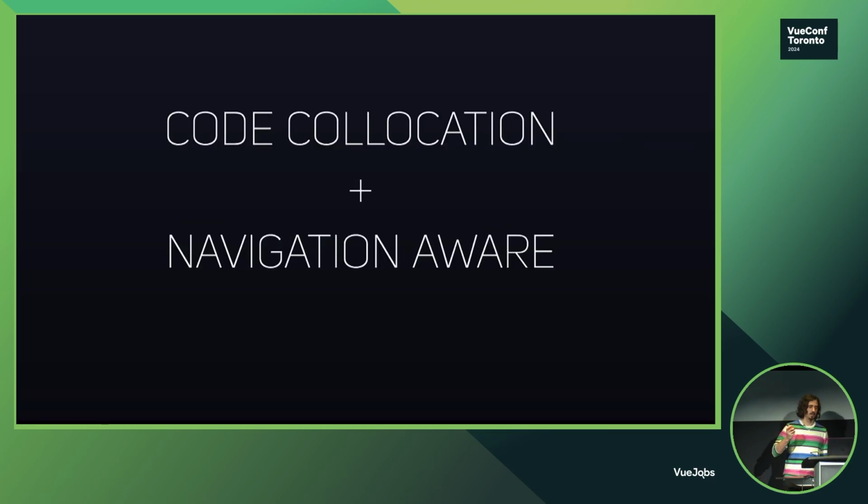And the main drawback, in my opinion, of these solutions is that none of them allows you to collocate the data fetching logic. By data fetching logic, I mean calling the APIs to get something, and being navigation aware. By that, I mean changing the navigation, canceling the navigation, throwing an error, unexpected errors, stuff like that. To the point where we can ask ourselves, is this even really possible to collocate both of them?